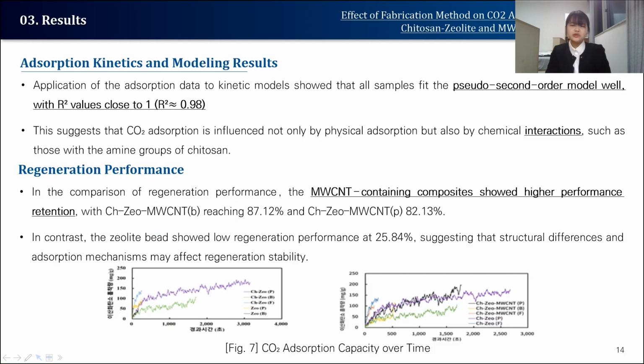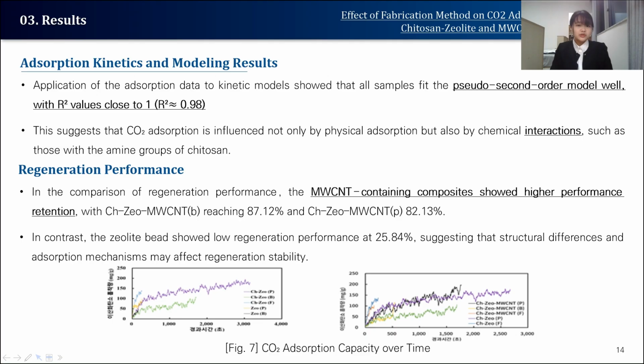The pseudo-second order model showed the best fit for all samples. This suggests that CO2 absorption involved not only physical absorption, but also chemical interaction within chitosan. The filter form showed a relatively short equilibrium time, suggesting faster gas diffusion, so the powder form was best for maximum absorption, while the filter form showed an advantage in absorption rate.